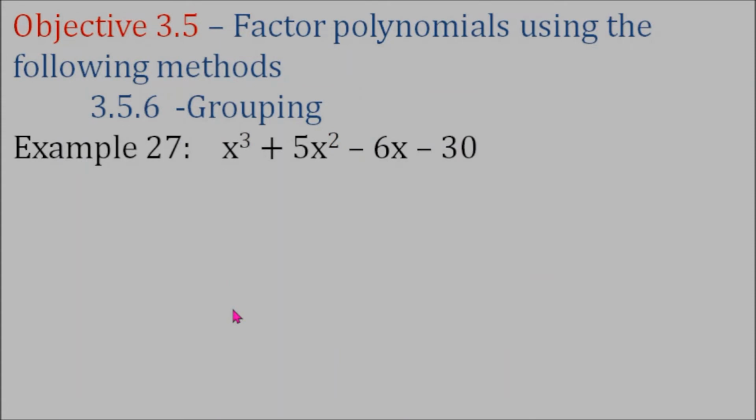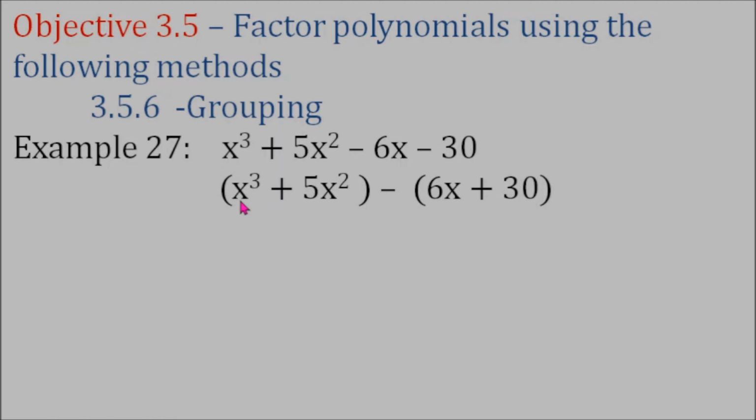Example number 27. Factor x cubed plus 5x squared minus 6x minus 30. Again, we are going to create two groups here. Notice here that the two groups are separated by a minus sign, so we have to change this negative sign here to positive. Because if we multiply back negative times 6x, that's negative 6x, and negative times positive 30 is negative 30.